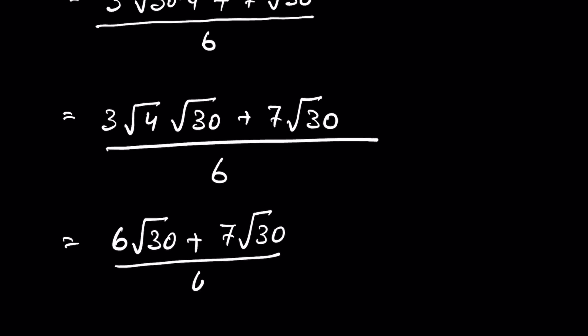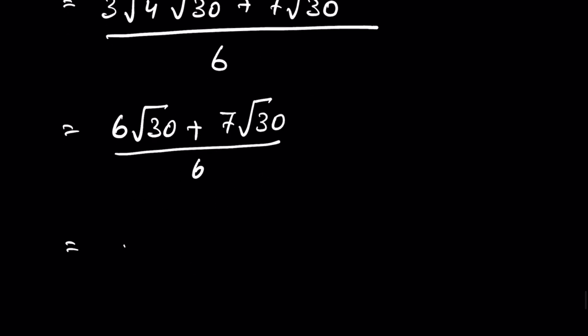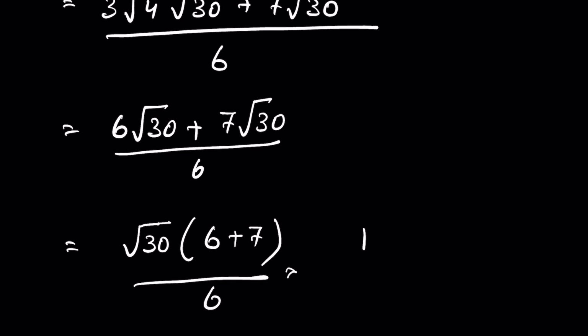Again square root of 30 is common. So we can take square root of 30 common and add 6 plus 7. So this is equal to 13 times square root of 30 upon 6.